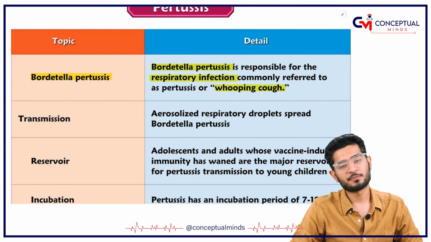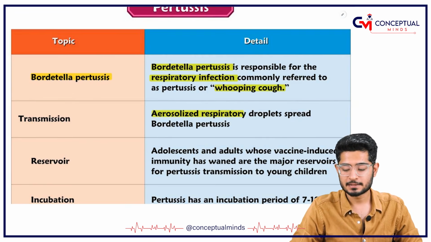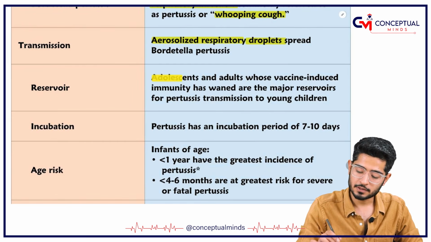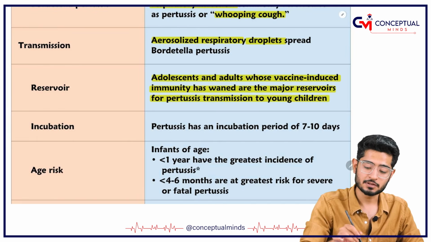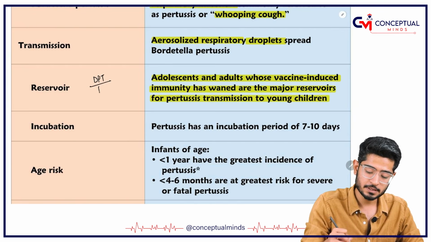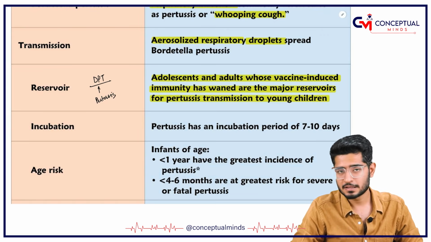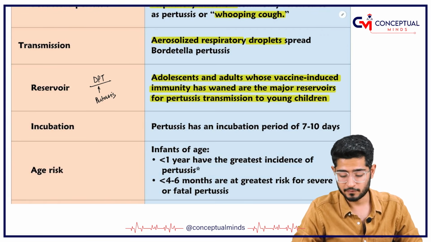Like all respiratory diseases, this disease is also transmitted by aerosolized respiratory droplets. After that you have reservoirs. Of course the adolescents and adults whose vaccine-induced immunity has waned are the major reservoirs for pertussis transmission. So you very well know there is something called DPT, where P is pertussis. This is the vaccination which we give to babies. In adolescents and adults whose immunity has been lost, they are a major cause of infection.